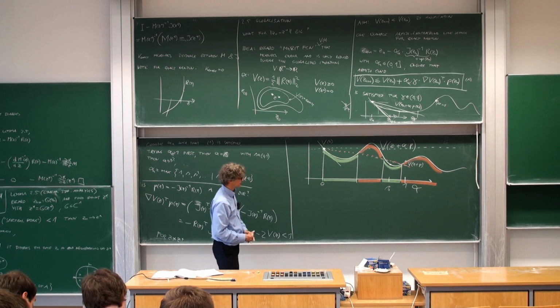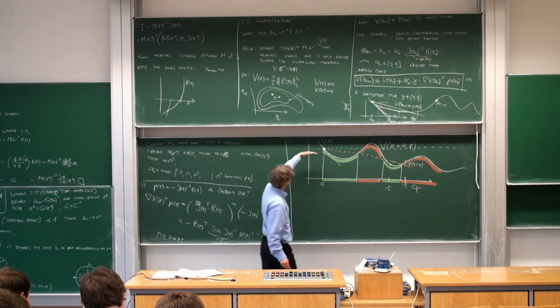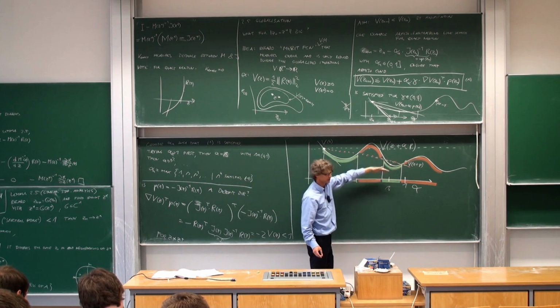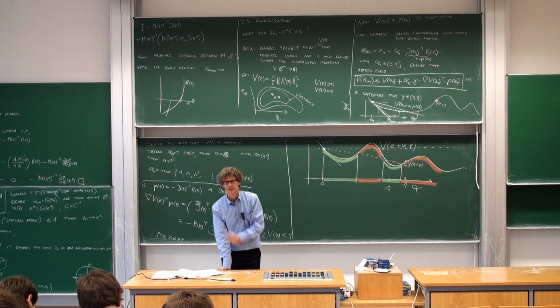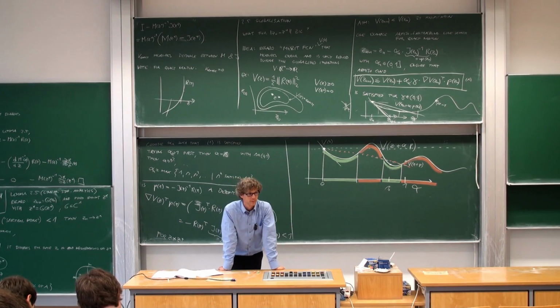This Armijo condition, as I said, will ensure that you really make progress, you go down. It's beyond my interest here to prove that this will actually lead you towards a local minimum, but it does.